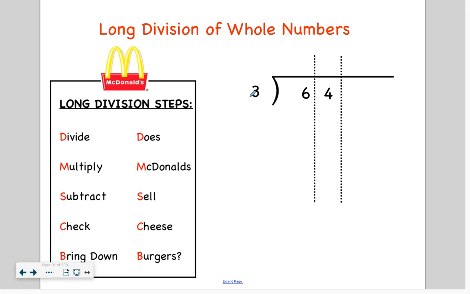64 divided by 3. 3 goes into 6 2 times. 2 times 3 is 6. 6 minus 6 is 0. 0 is less than 3, so we can bring down our 4. We start from the beginning. 3 goes into 4 one time. 1 times 3 is 3. 4 minus 3 is 1. There are no numbers to bring down, so that 1 is our remainder.